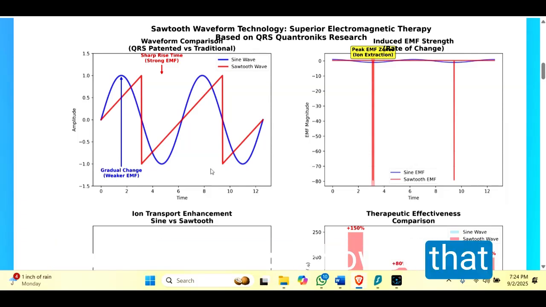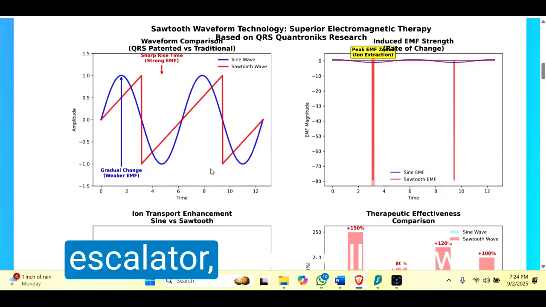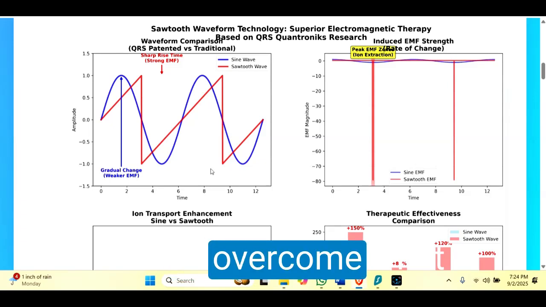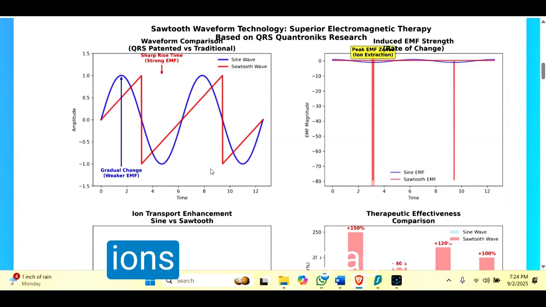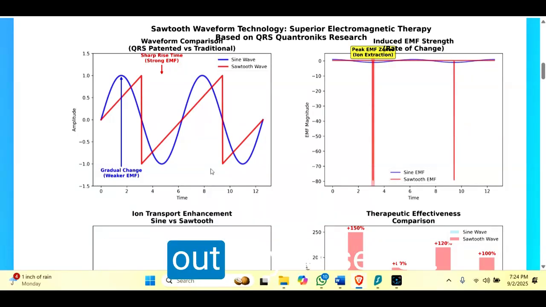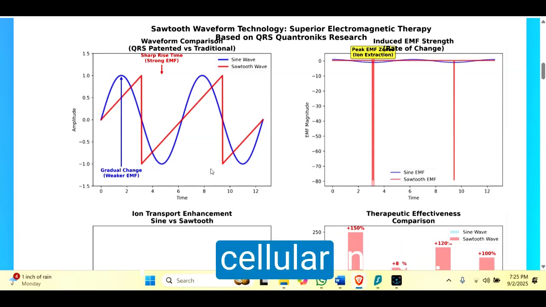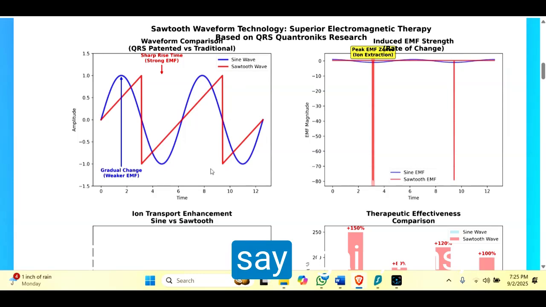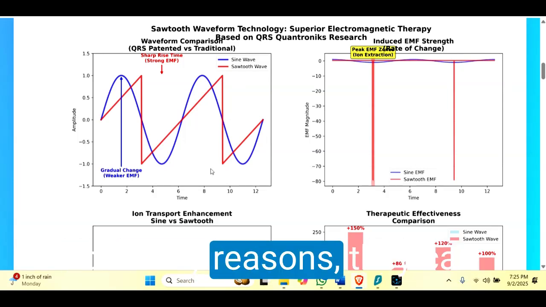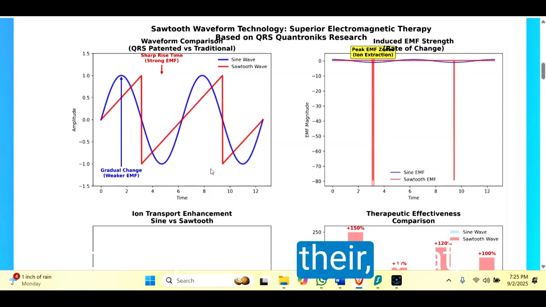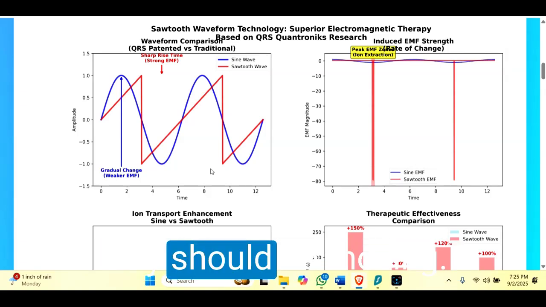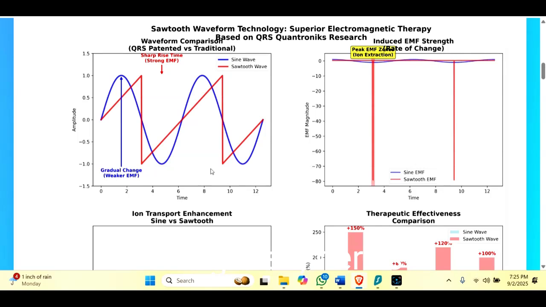So the research showed that this directional movement with the sawtooth escalator, if you will, allows ions to overcome what is called cellular inertia. Basically, it gets lazy ions moving again, restoring the proper flow of materials into and out of your cells. It would take a longer period of time to explain cellular inertia. Suffice to say, ions, for many reasons, can be influenced or affected to lose their movement when they should be moving.